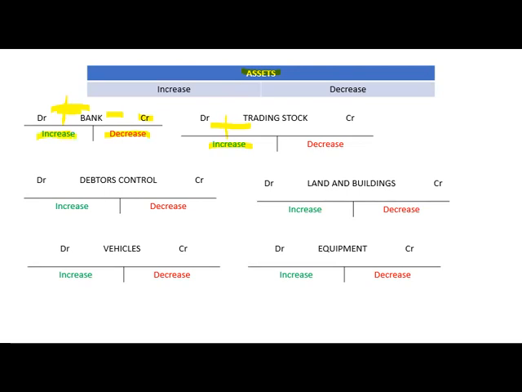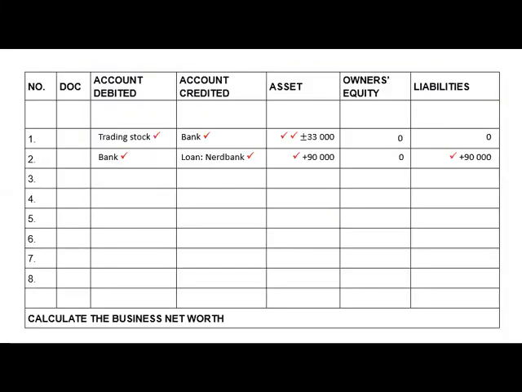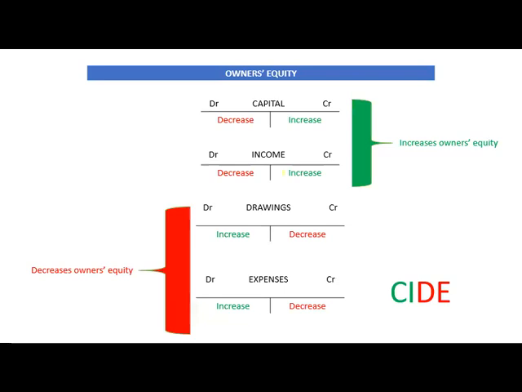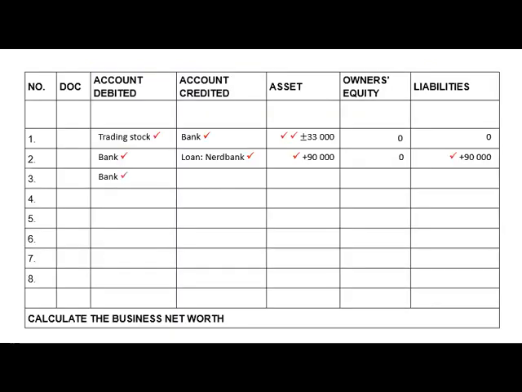Bank is an asset, so I will debit bank. And commission income is income. Income increases on the credit side because I'm getting more of it. So it increases on the credit side, okay? And just know that it also increases owner's equity. I am going to credit commission income.